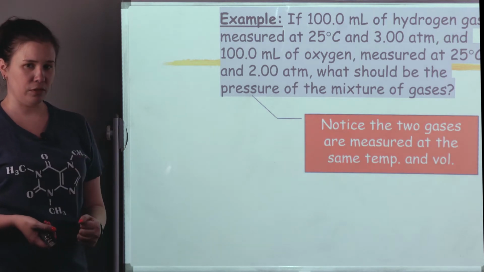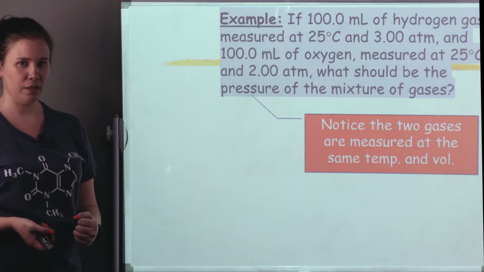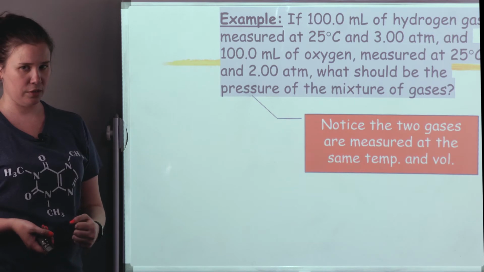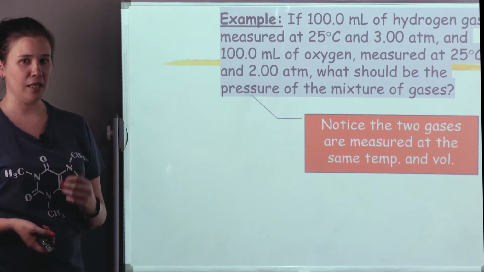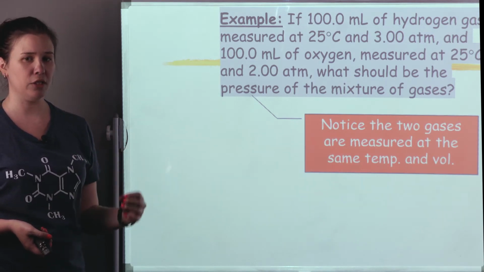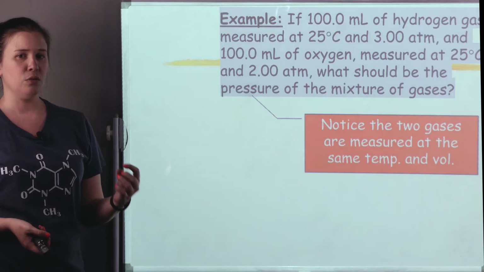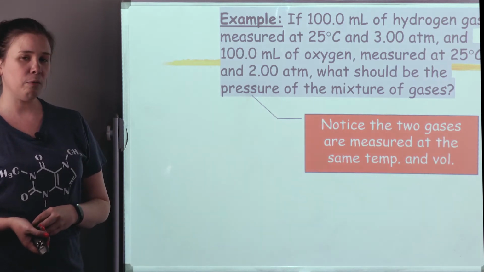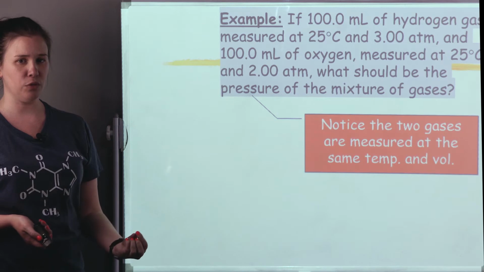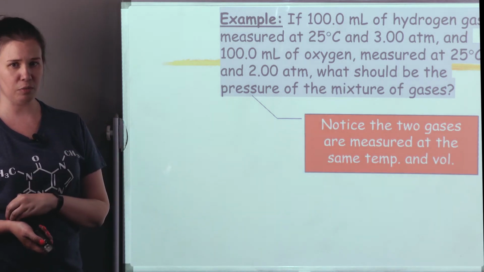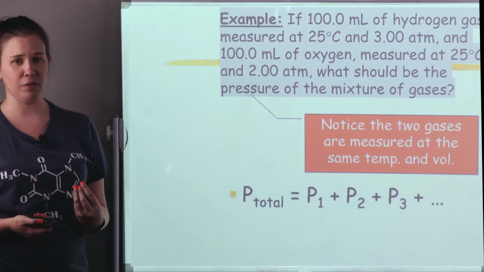So think about this for a second. Volume's the same, temperature's the same. I'm being asked to come up with a pressure for a combination of gases. So all I really need here is Dalton's law. What would be the total pressure if part of it was 2 atmospheres, another part of it was 3 atmospheres, and then I put them together in the same container?